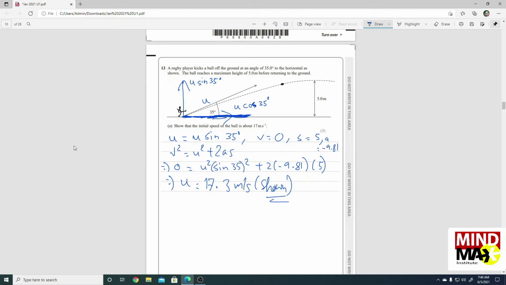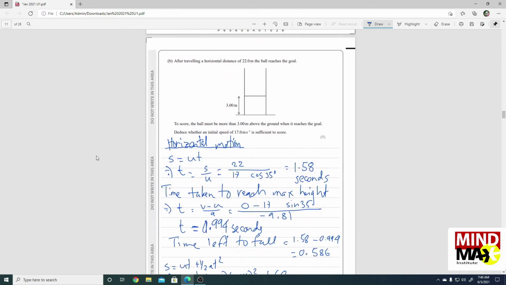And then we know that when it reaches the highest point, the maximum height, it stops, right? Whenever something reaches its maximum height, it actually stops. So it stops here, v is 0, and it moves 5 meters from the ground. So s is 5, and acceleration would be minus 9.81 because it's acting against gravity. So from here we can find the value of u, which comes to 17.3, and that shows actually that it's approximately 17. So we got our question properly solved.